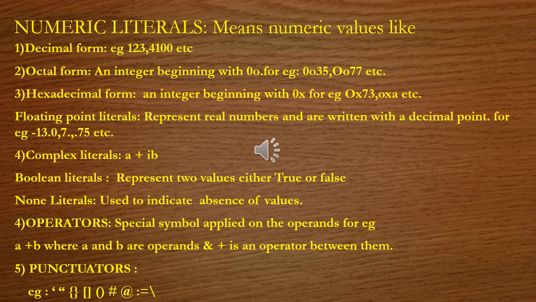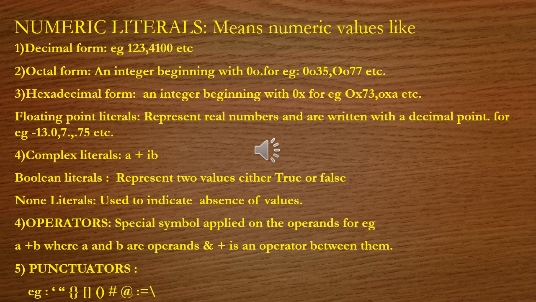Numeric literals. The word numeric is derived from the word number. That means numeric values. Numeric values can be in decimal form, octal form, or hexadecimal form. Decimal form is like 1, 2, 3, 4. Octal form is an integer beginning with 0o, for example as you can see on the screen. Hexadecimal form is an integer beginning with 0x, for example 0x73. These are examples of hexadecimal form. In the next class we will explain these three types of numeric literals in detail.